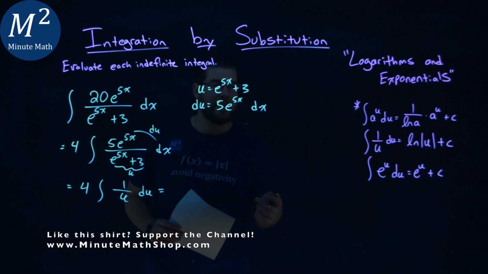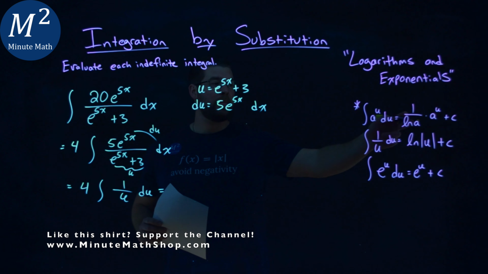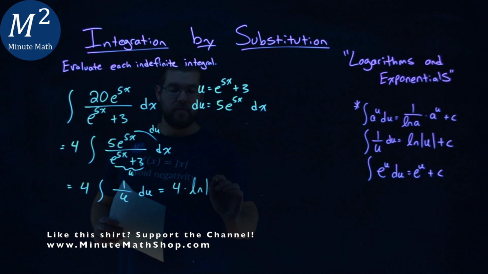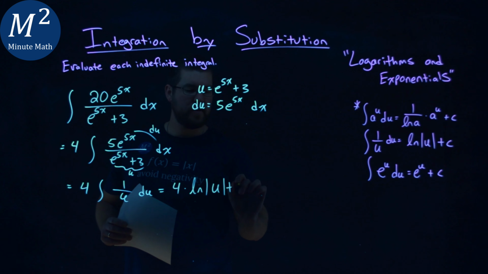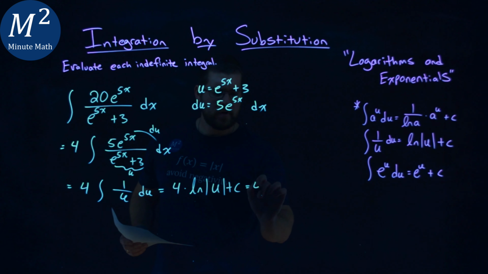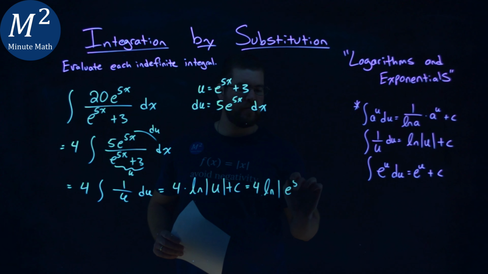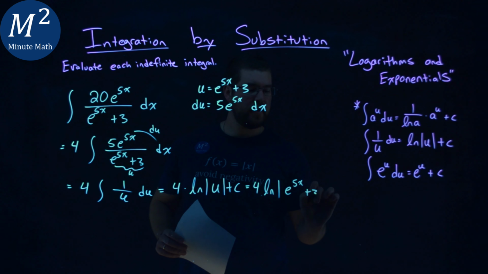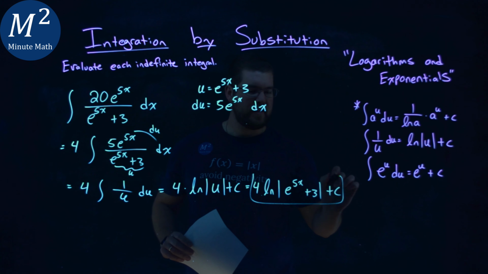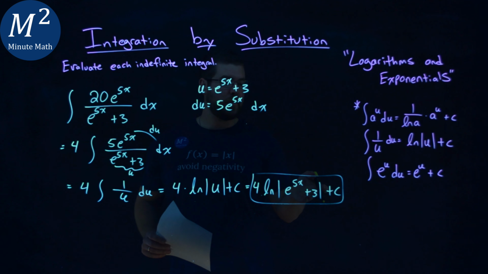Now we can use our definitions here. The integral of 1 over u du is the natural log of the absolute value of u plus c. So 4 stays out here times the natural log of the absolute value of u plus c. And now we just have to plug u back in. So 4 stays out there, natural log, absolute value, our u value from the beginning, e to the 5x plus 3 down here. Then we have, don't forget it, the plus c. And that's it. Our final answer again is 4 natural log, absolute value of e to the 5x plus 3 plus c.